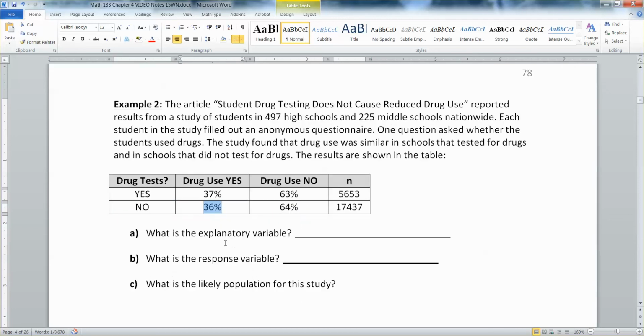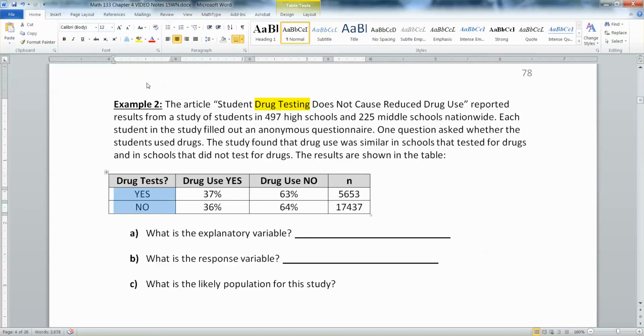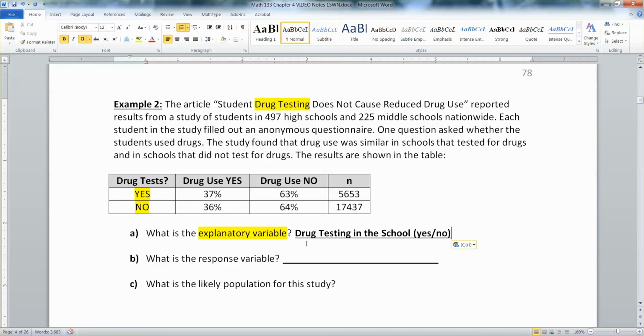All right, now the explanatory variable here is what we're trying to see a difference in. And you can kind of tell it from the sentence up here. Student drug testing does not cause reduced drug use. So drug testing is your explanatory variable. It's the thing that's altering from one group to the next. And that would be drug testing in the schools. So if we have drug testing in the schools, will that affect some kind of change in the drug usage?